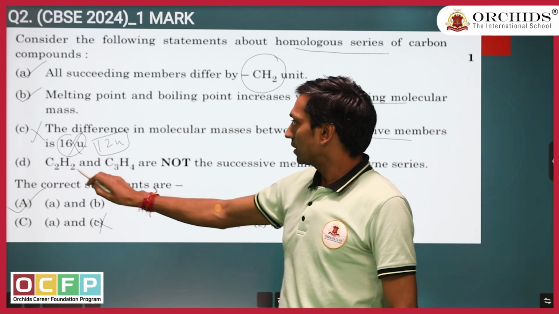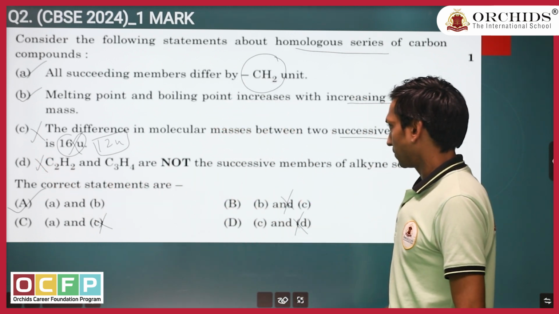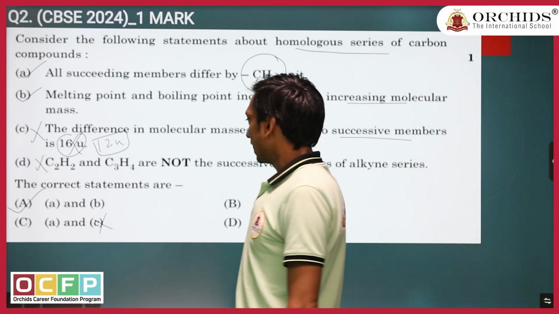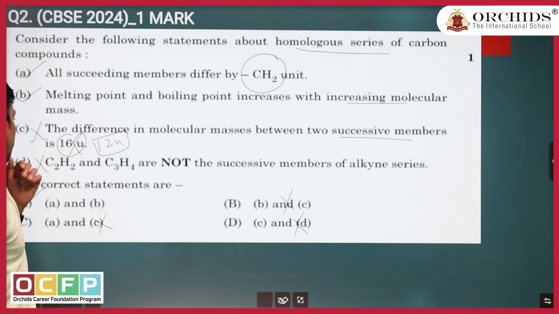And if you check option D, that is also correct, because these two members are not successive members of the alkyne series. So option D is wrong, and we do not have any choice with A, B and D. So the correct answer is A and B. That is our correct option.